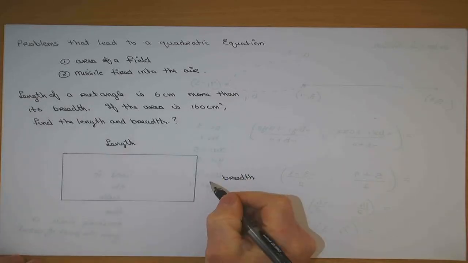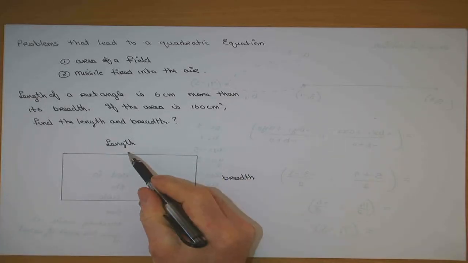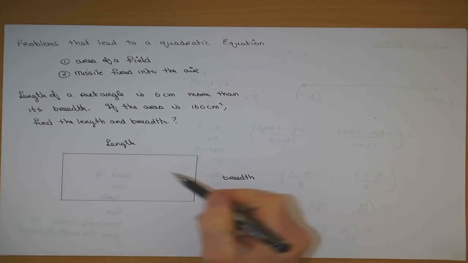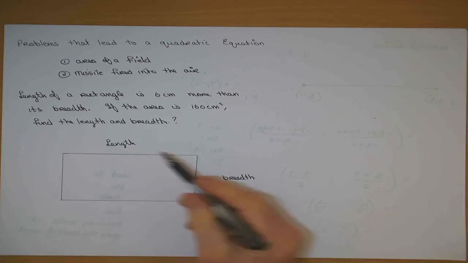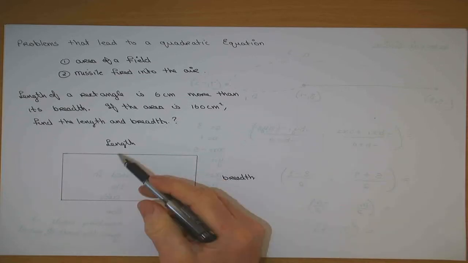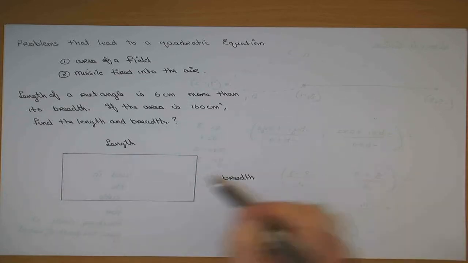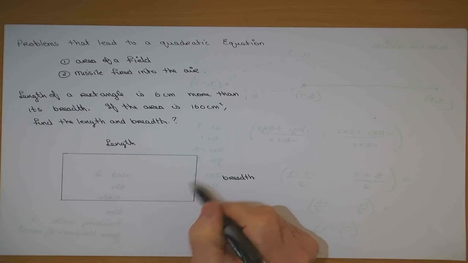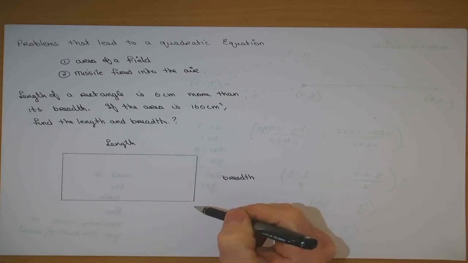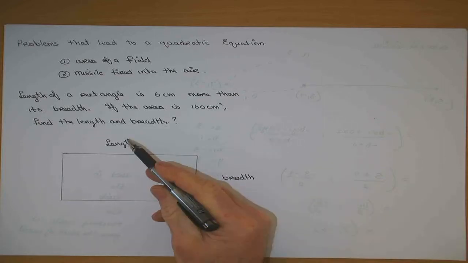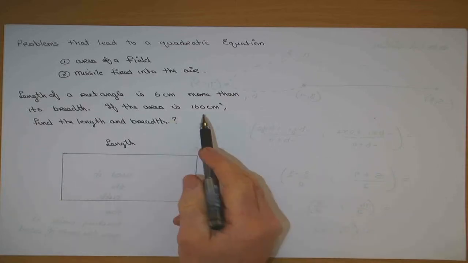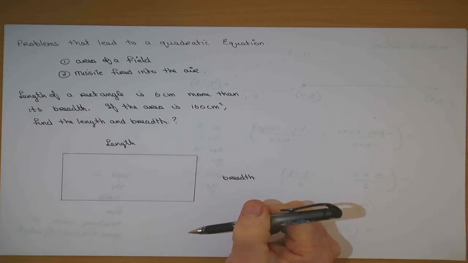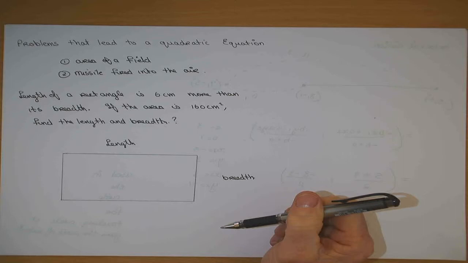If this was 4 centimeters, what would this be? 10. It's 6 more. Excellent. If that's 10, what's that? 16. If that's 20, what's that? Brilliant. How do you get the area of that rectangle? Length by breadth. And I have to get 160. We popped across the answer there already.